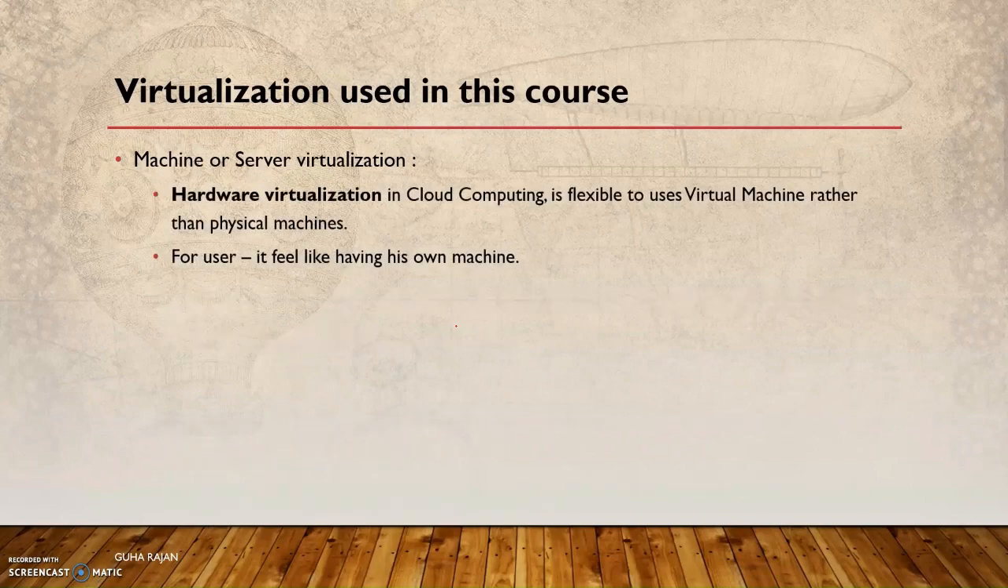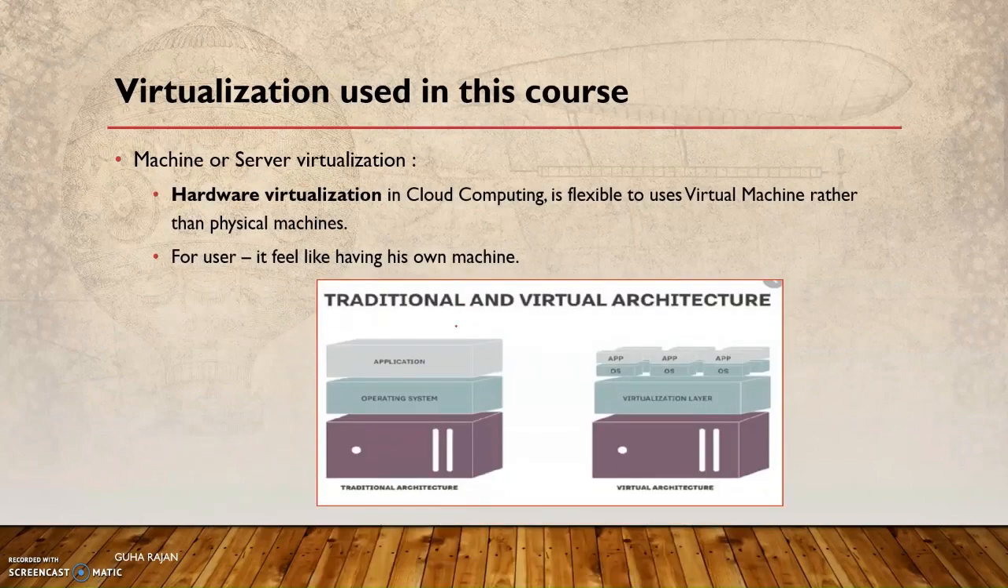In this course, there are multiple kinds of virtualization, like application virtualization and so on. In this case, we are going to use machine virtualization, or machine instance creation, with Oracle Linux. Hardware virtualization in cloud computing is flexible and uses a virtual machine rather than a physical machine.